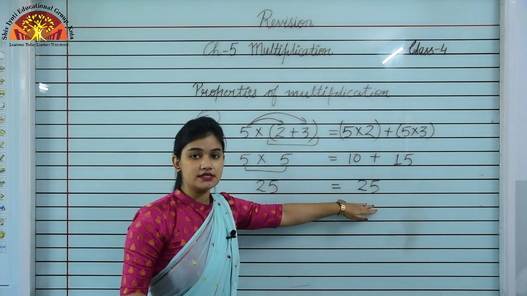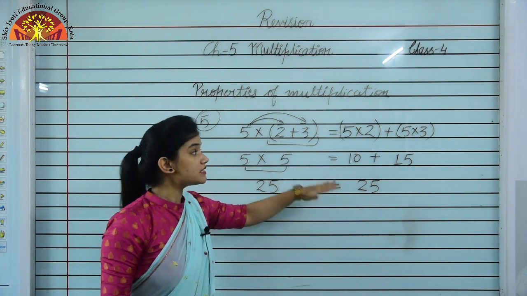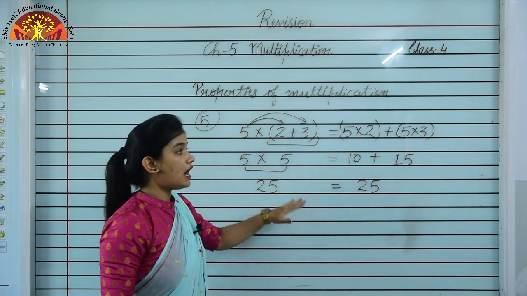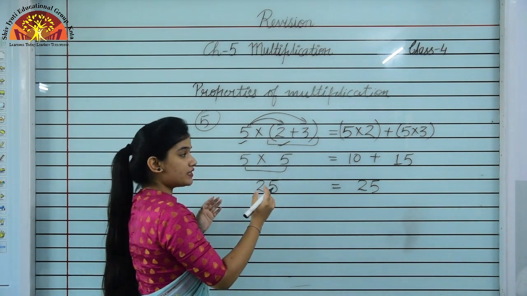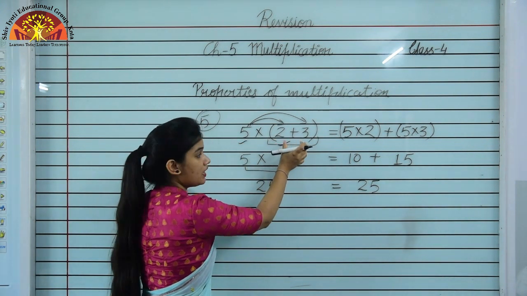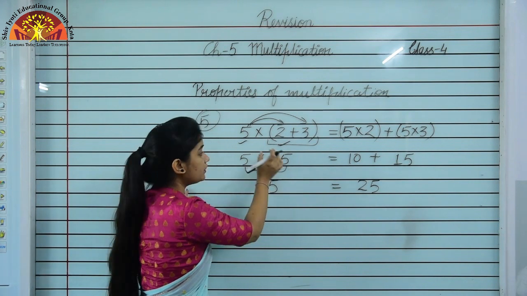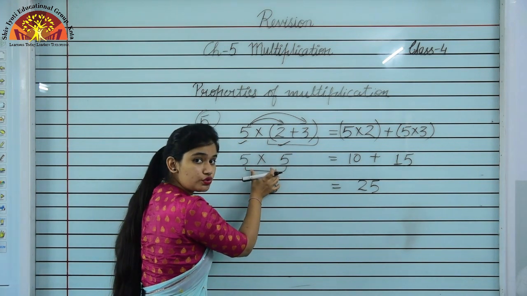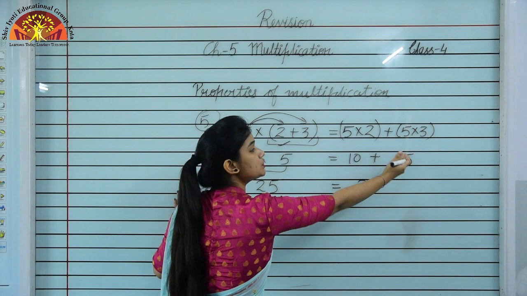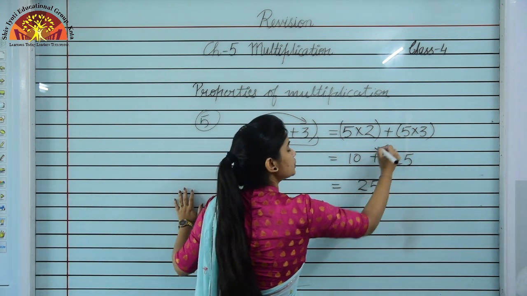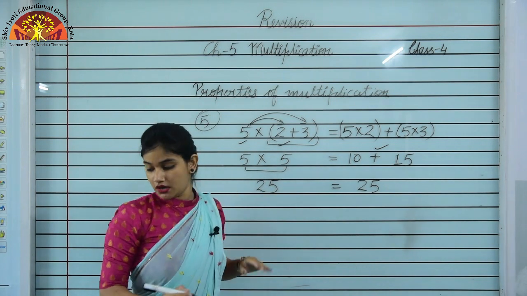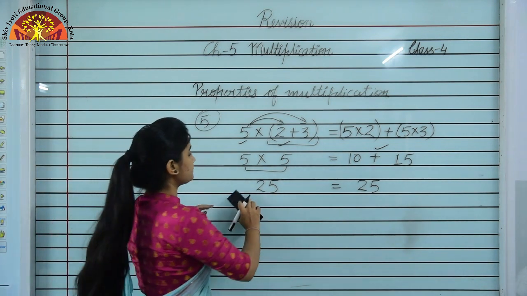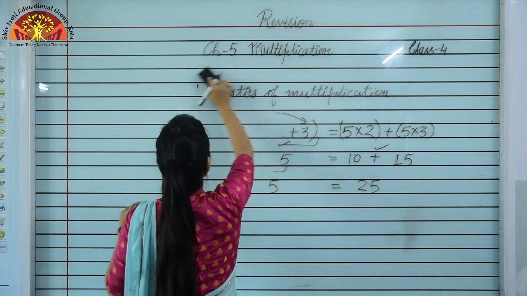The result is same. Is it clear, students? This is the fifth property. आप किसी भी नंबर को इस फॉर्म में लिख सकते हो. First you can do the addition. आप पहले उनका सम फाइंड कर सकते हो, then you can find the product of these two numbers, और आप उनको इंडिविजुअली मल्टीप्लाई करके उनका एडिशन फाइंड कर सकते हो. This is the fifth property. Is it clear? Now we'll see the next topic, students.